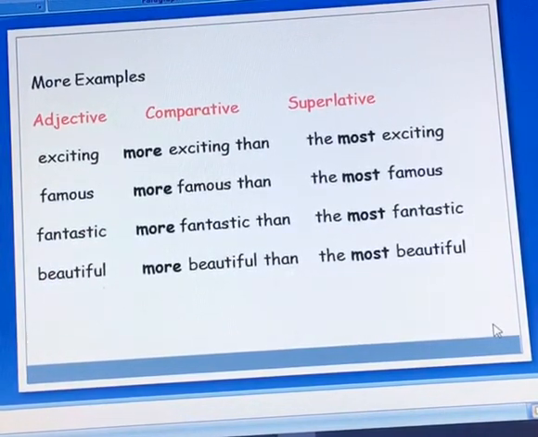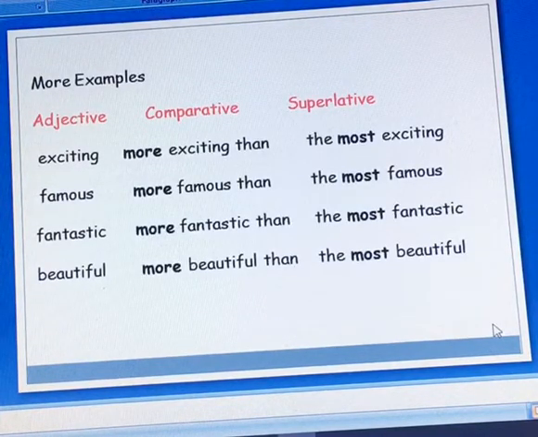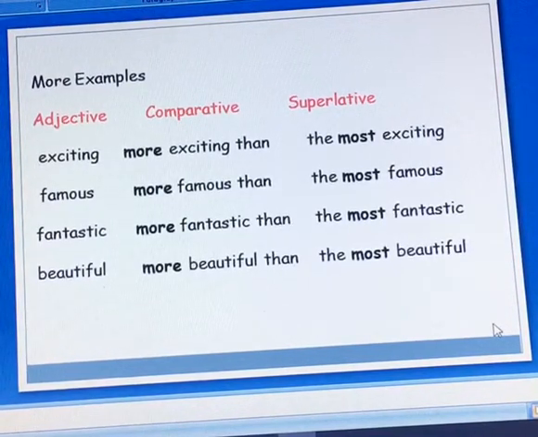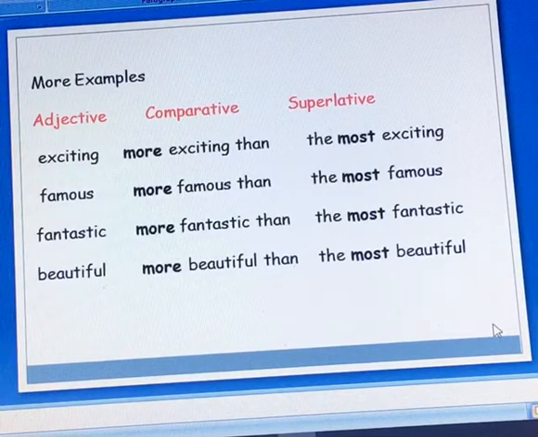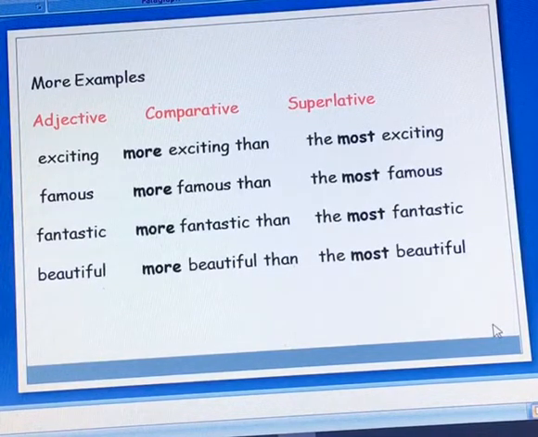More examples. Exciting, more exciting than, the most exciting. Famous, more famous than, the most famous. Fantastic, more fantastic than, the most fantastic. Beautiful, more beautiful than, the most beautiful. All these adjectives are made of more than one syllable, and so we added to them more and most.